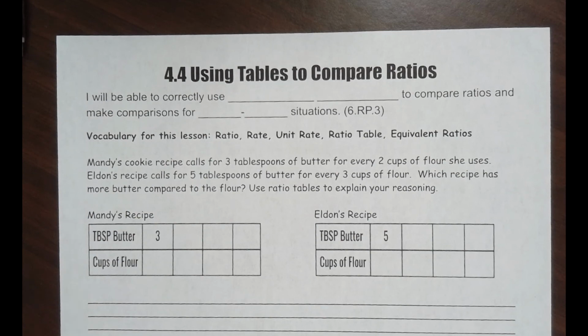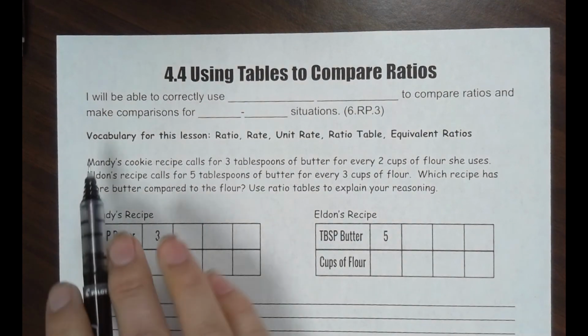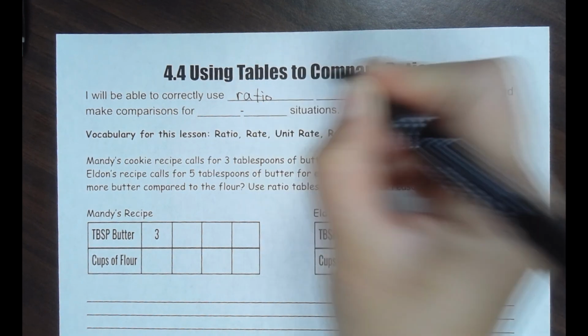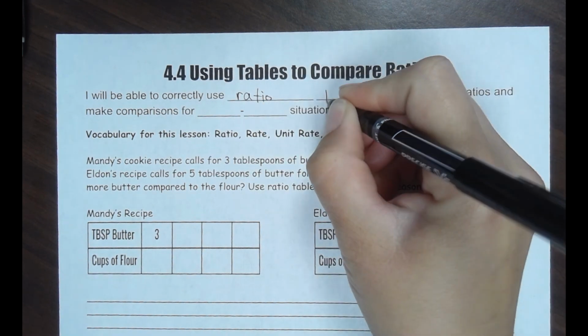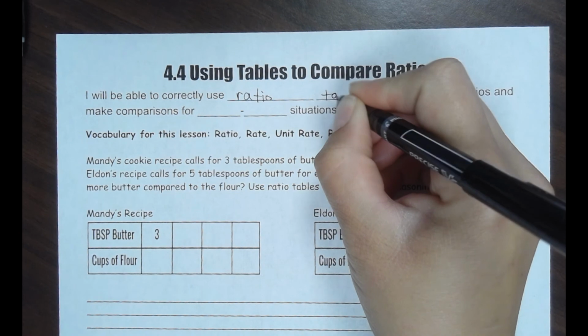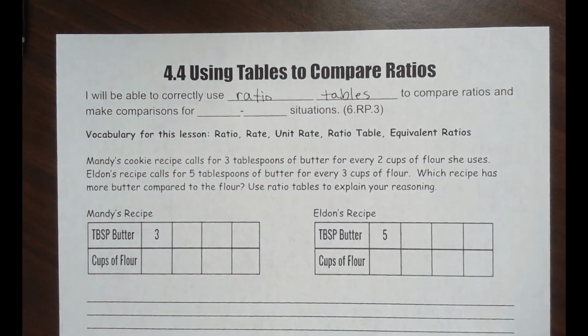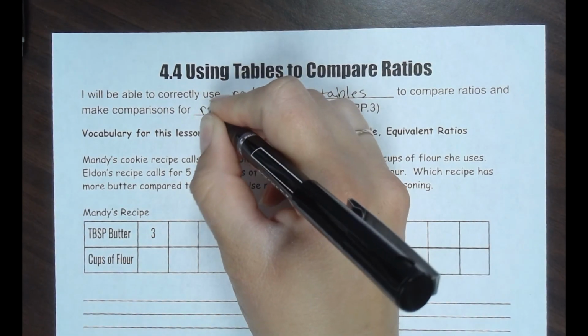This is lesson 4.4 journal, using tables to compare ratios. I will be able to correctly use ratio tables to compare ratios and make comparisons for real life situations.